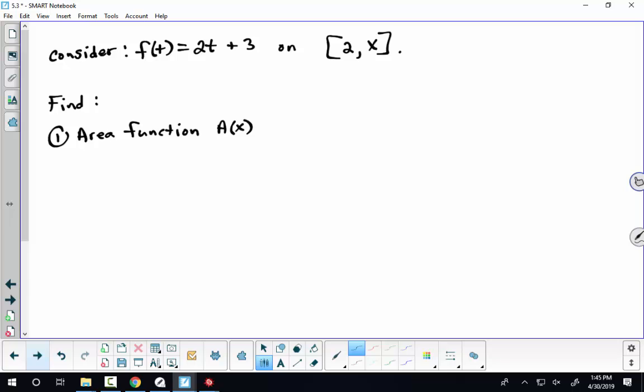So now we're going to look at kind of a similar thing given a particular function on an interval. So the function 2t plus 3 on the interval 2 to x. And the first thing we're going to find is the actual area function. So what is capital A of x for this particular information?